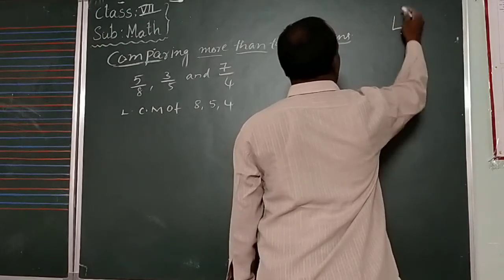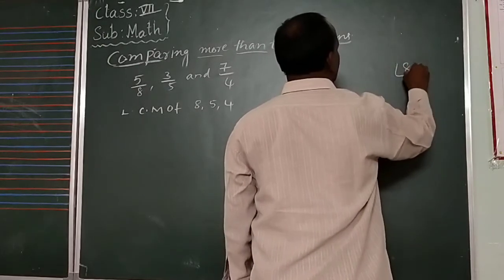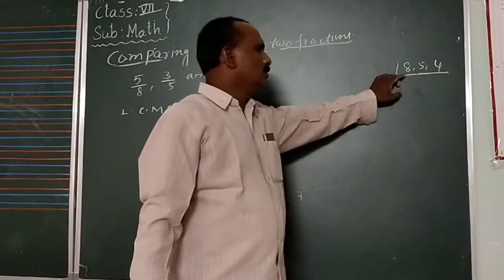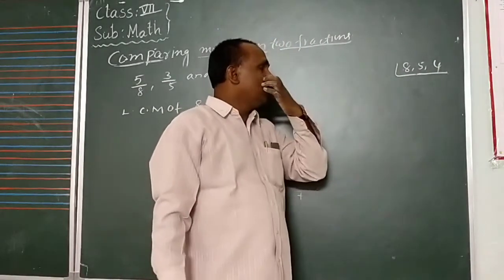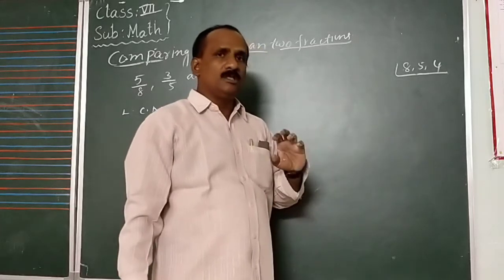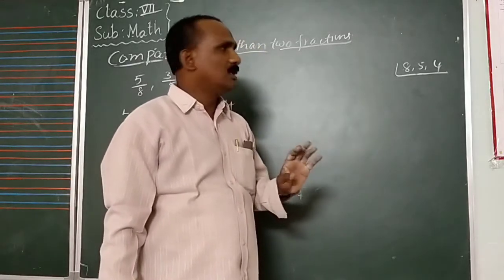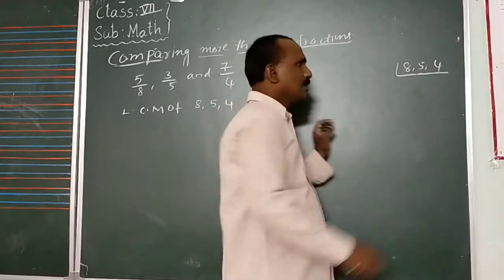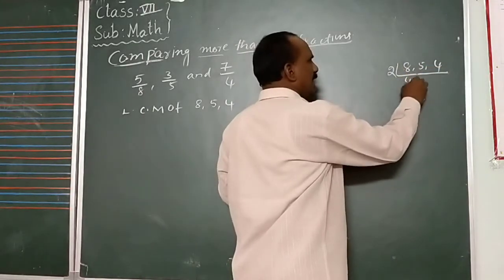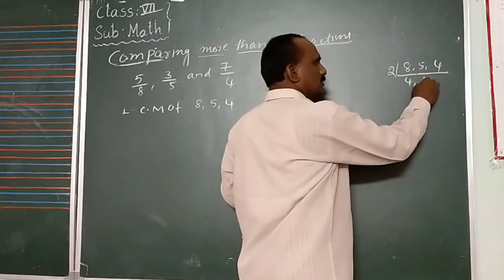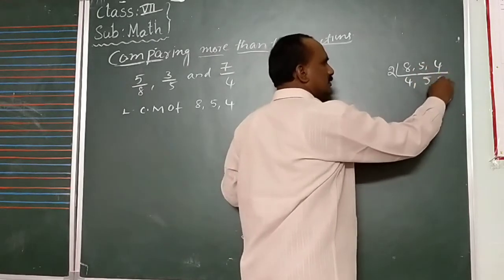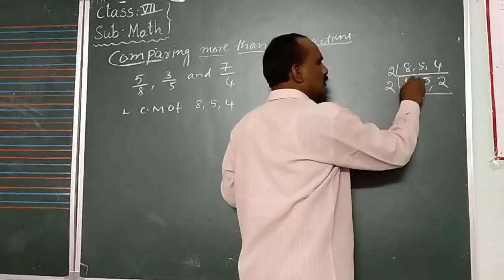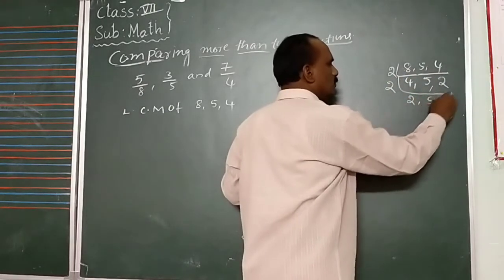8, 5, 4. Listen here. There are three numbers. Out of the three, we divide by a number which goes into any two of them. 8 and 4 go in the 2 table. Next, 2 4s are 8, the 5 won't go, so draw it down like that. 2 2s, again 4 and 2 go in the 2 table, the second time 2. 2 2s, 5 2 1s.